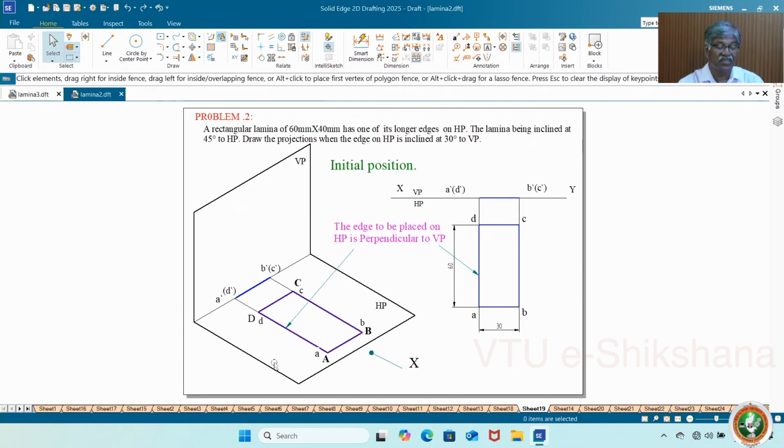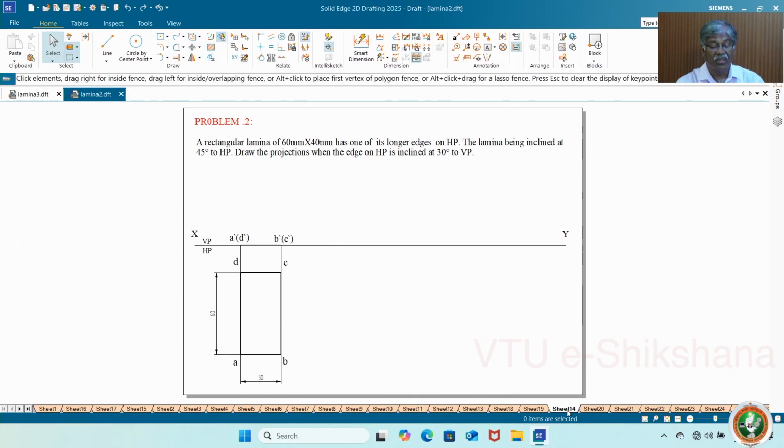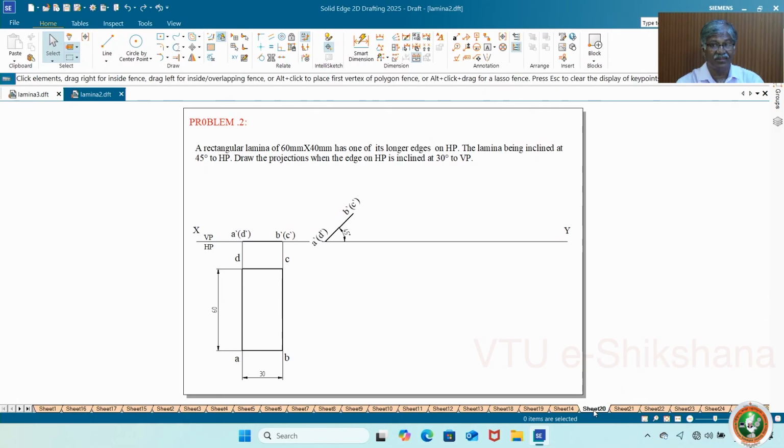So here is the pictorial view of the problem. So longer edge on HP, perpendicular to VP. So this is the orthographic projection of the same. The edge to be placed on HP is perpendicular to VP. So now this is the initial position, and then you have to go for inclination. Okay, move and rotate.